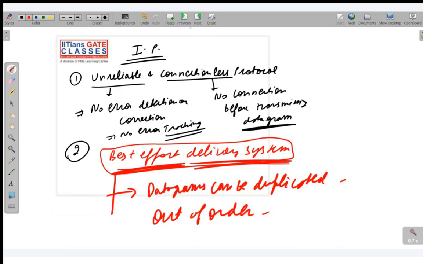Excuse me, sir. Can you explain the second point again? Best effort delivery system. It means that IP is unreliable and connectionless. There is no error detection, correction, or error tracking. It is connectionless, so it is doing nothing. Its entire focus is on delivering the datagram from sender to receiver. That's why we call it a best effort delivery system.